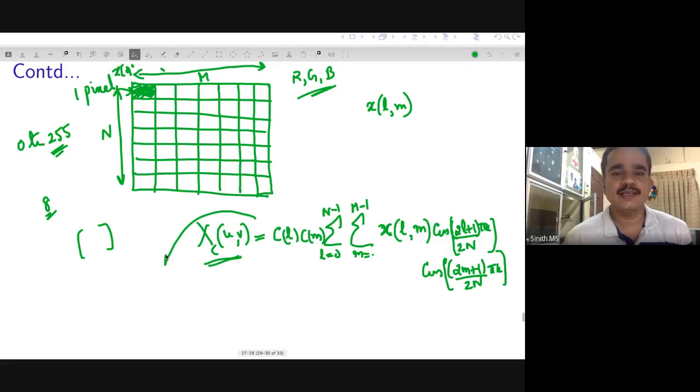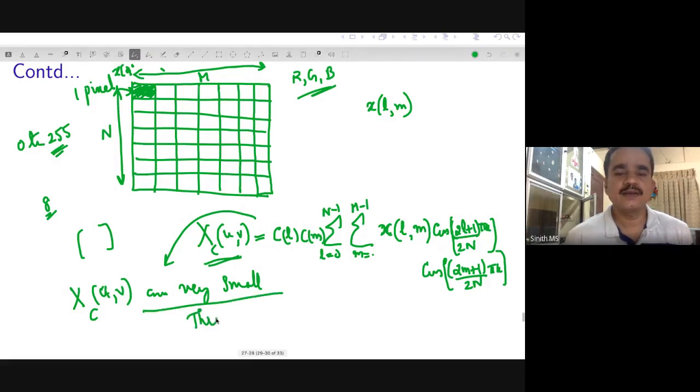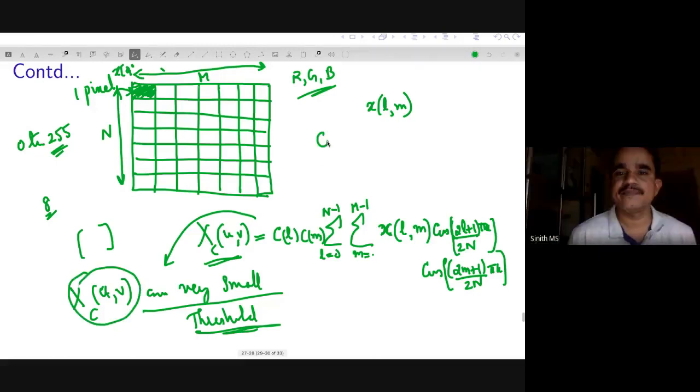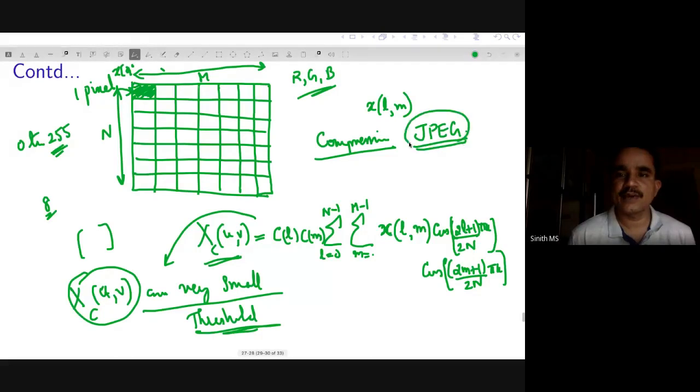And the beauty here is that if you see X(u,v), some of the values are very small, and you can neglect those. If X(u,v) is very small, you can neglect it, or you can put a threshold such that values below the threshold are neglected. So basically you get some compression. This is the mechanism that is used in JPEG compression for images.